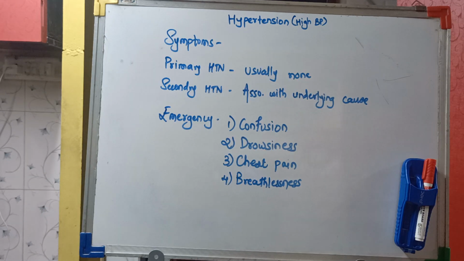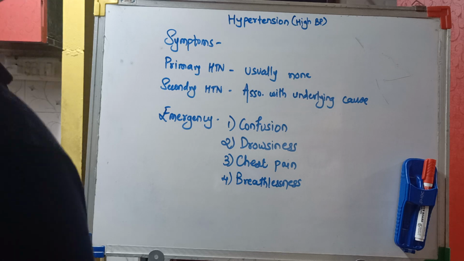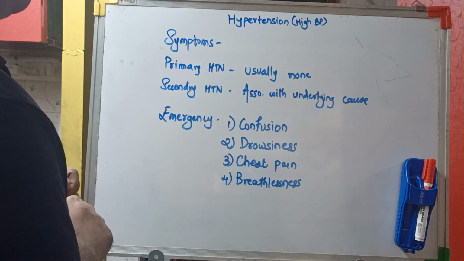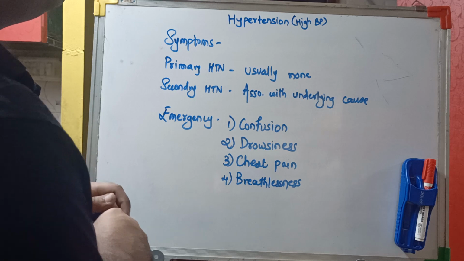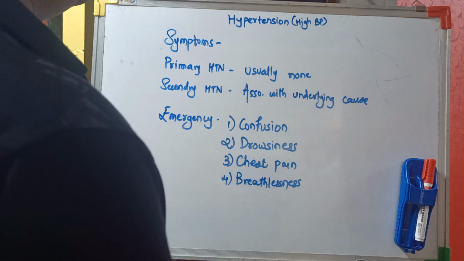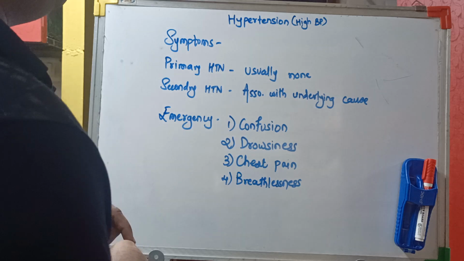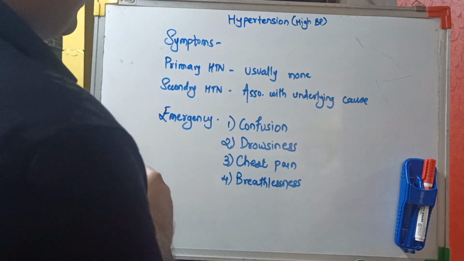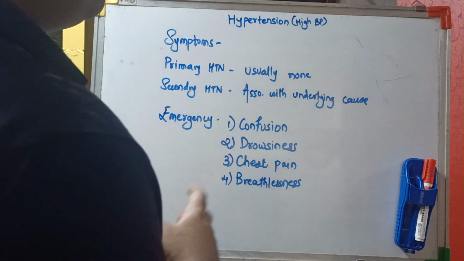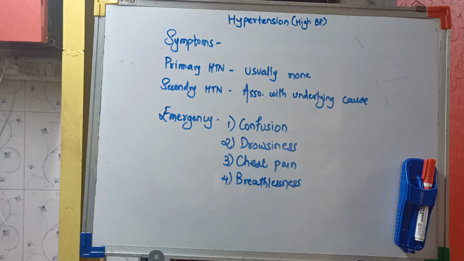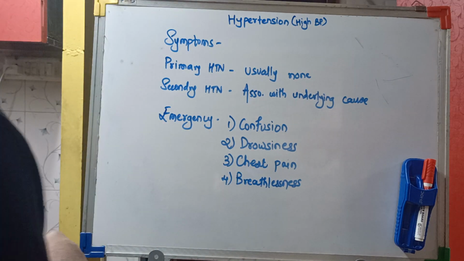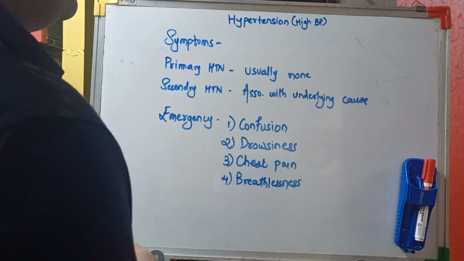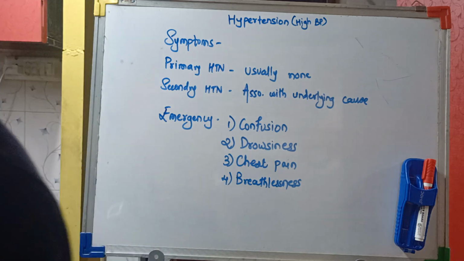Now we will focus on the symptoms, or the clinical manifestations, of hypertension. First, primary hypertension has no symptoms, but they can occur if we neglect primary hypertension. Secondary hypertension is associated with the underlying causes. In an emergency, there is confusion, drowsiness, chest pain, and breathlessness. These are the symptoms of hypertension.